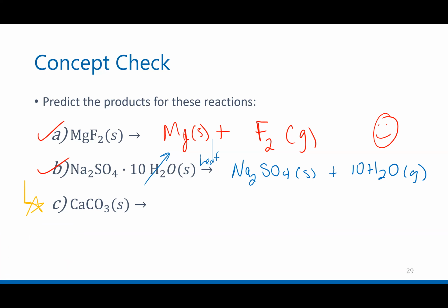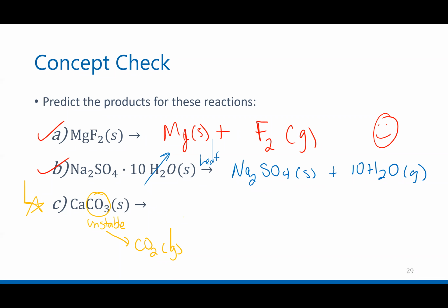Okay, this is a decomposition with a carbonate. And actually, in my other class yesterday, I had a student bring up something really clever, a good way to think about this decomposition reaction. When a carbonate decomposes, the carbonates are very unstable. And they will typically decompose with heat to form CO2 gas.